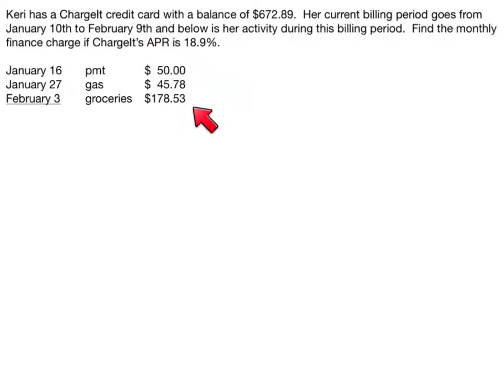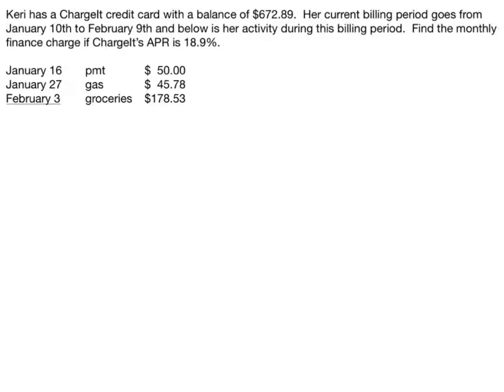So what we need to figure out is her balance is constantly changing. So how do we find a finance charge on what balance? And what we do is actually calculate the average daily balance. So that's what the first part of this video is on, calculating the average daily balance.